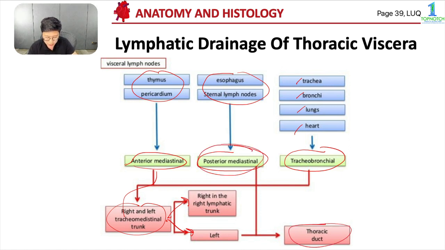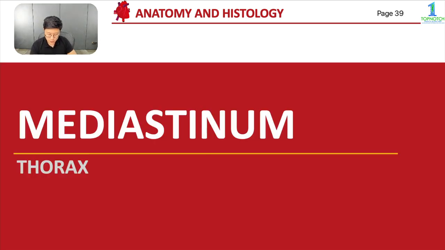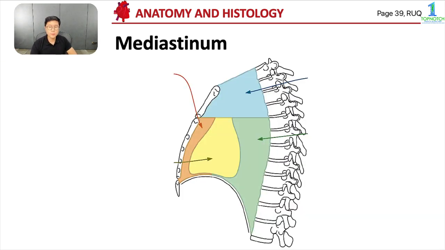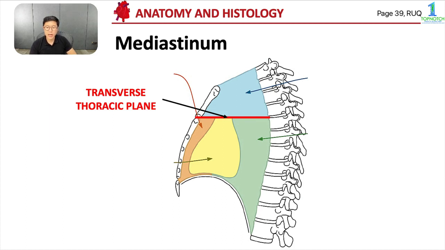But your posterior mediastinal nodes drain directly to the thoracic duct. Now we go to the mediastinum. So the mediastinum is the central compartment of the thoracic cavity. It is divided by an imaginary plane passing from the sternal angle to the T4-T5 IV disc into a superior and inferior mediastinum. So this is the superior and this is the inferior.